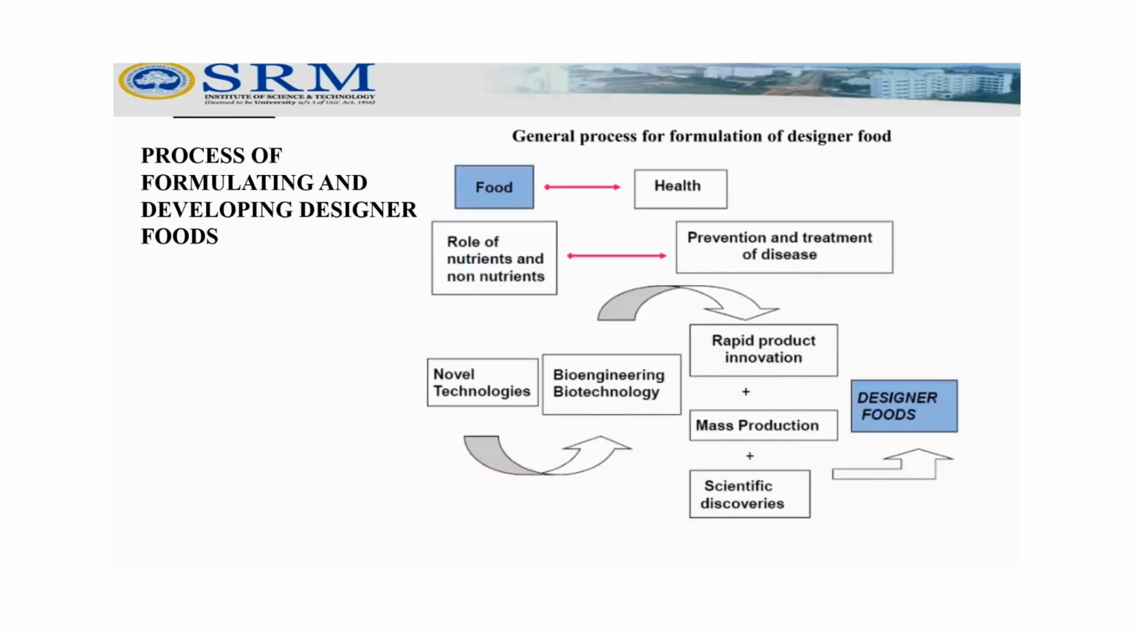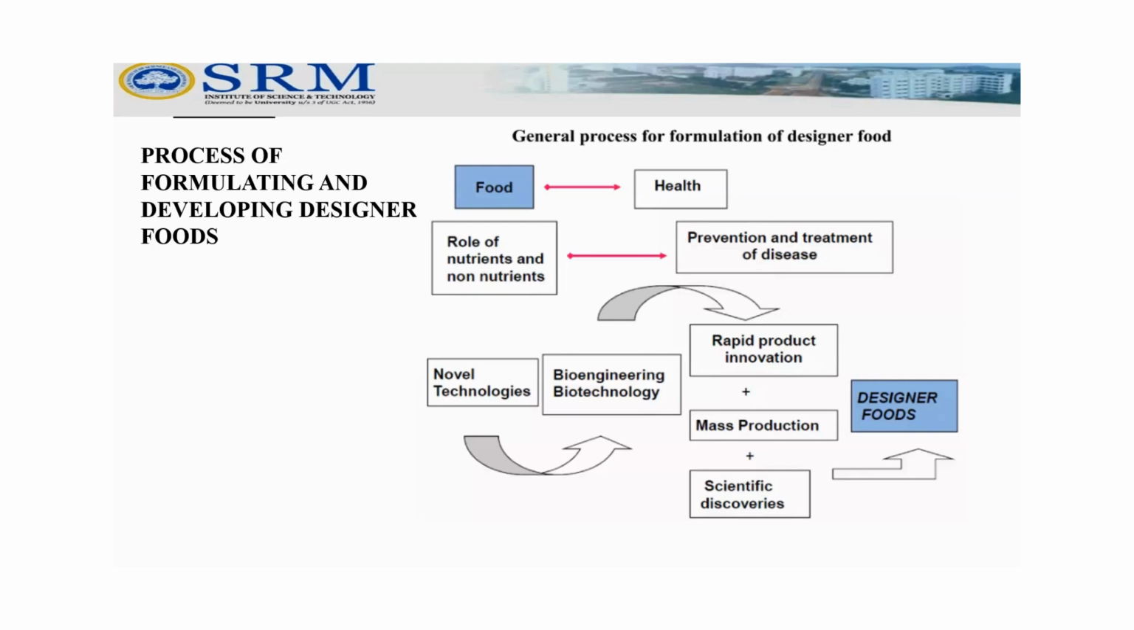How to formulate designer food? When you are formulating or developing a designer food, we need to give focus to two aspects. One is food, and another aspect should be the health issue we are going to address. When you are selecting an ingredient, we have to check whether the ingredient we are selecting for a particular designer food meets the requirement of the segment of people or group of people whom we are going to deliver to, or who are our customers. Okay, so the role of nutrients and non-nutrients in the food, also the prevention and treatment of the diseases for which we are designing the food. So if we are clear with the food as well as the disease we are going to address, then we can develop or formulate a designer food.